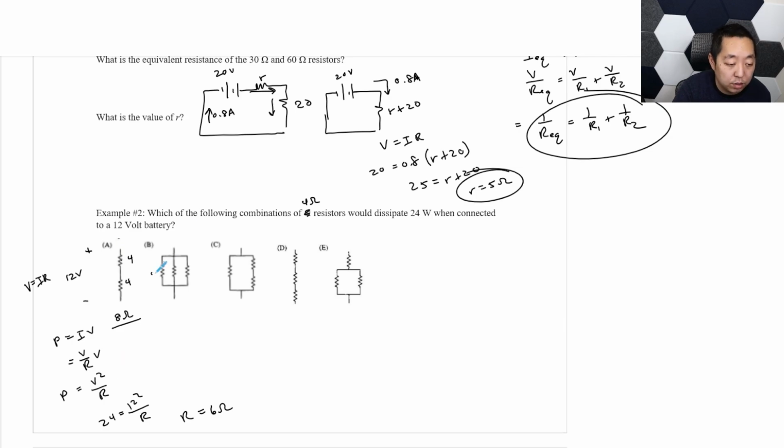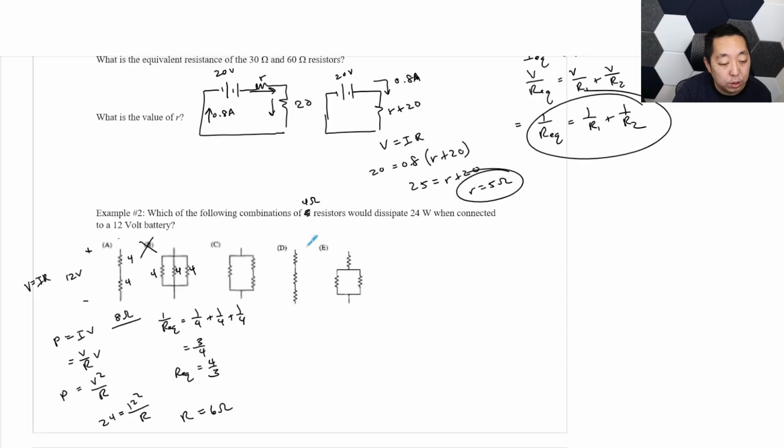Not going to work. This is 4, 4, and 4. When you do multiple in parallel, it actually extends. So you could say 1 over the R equivalent is going to be 1 over 4 plus 1 over 4 plus 1 over 4. Because even if you have 3 in parallel, it's the same idea. That's 3 over 4. And so the R equivalent is 4/3. Okay, so not this guy.